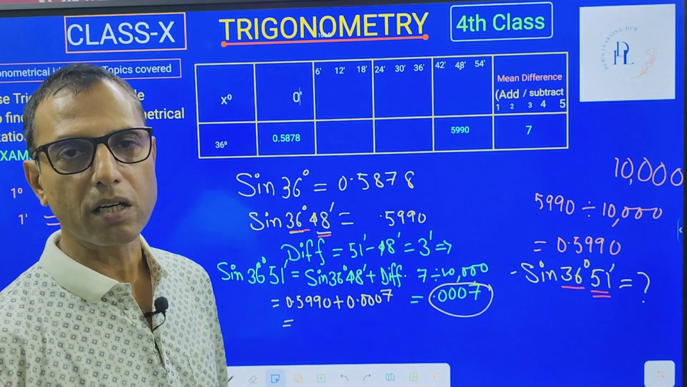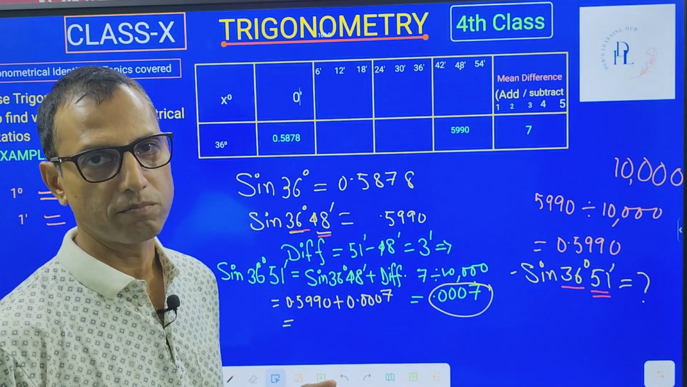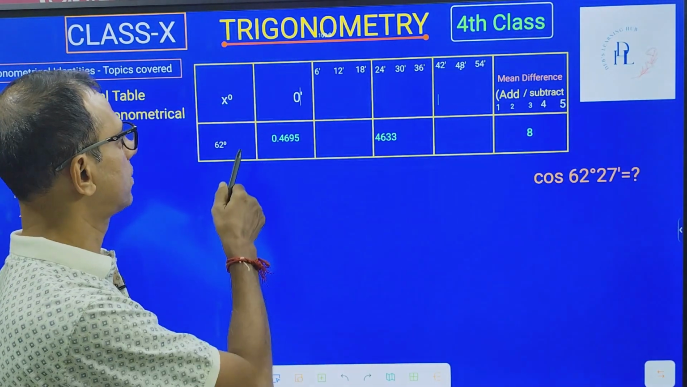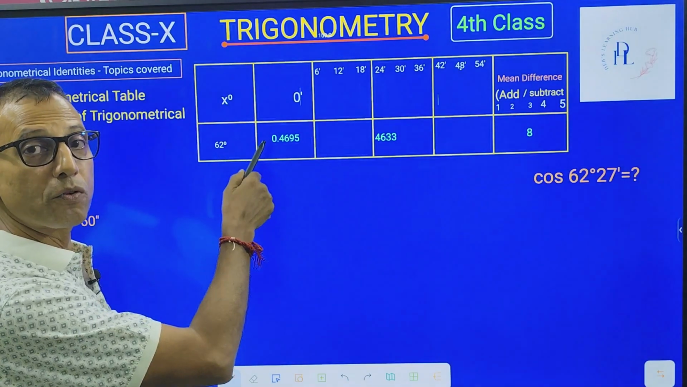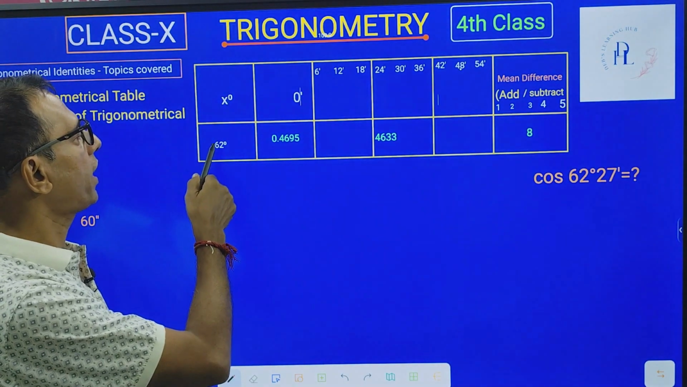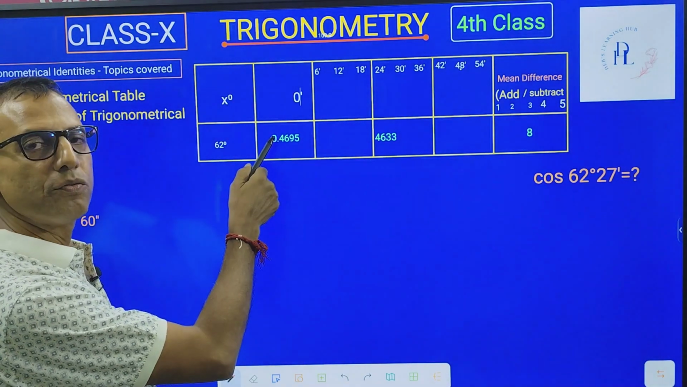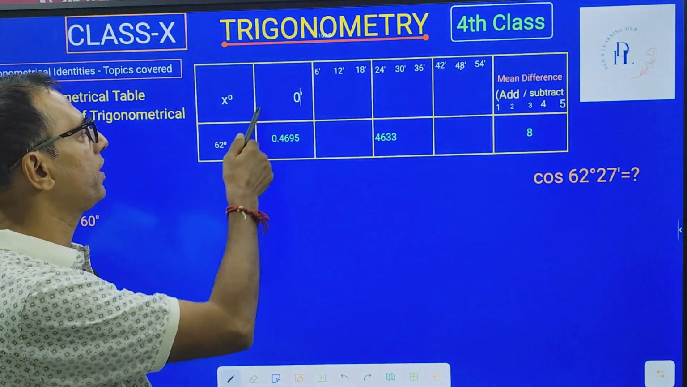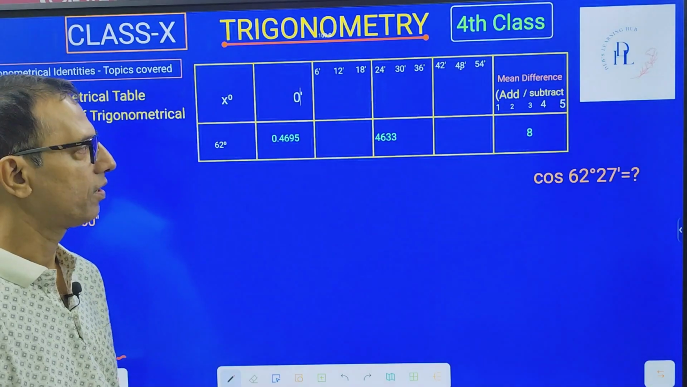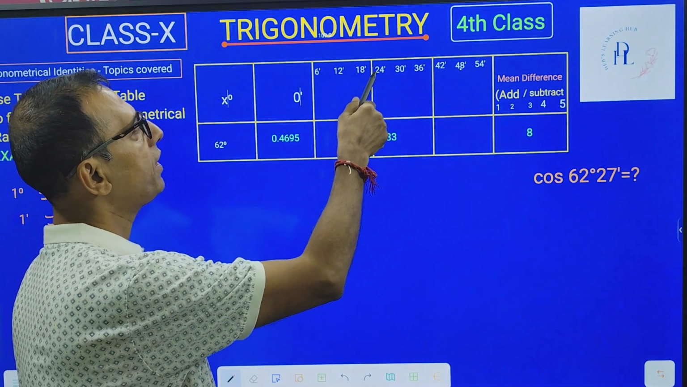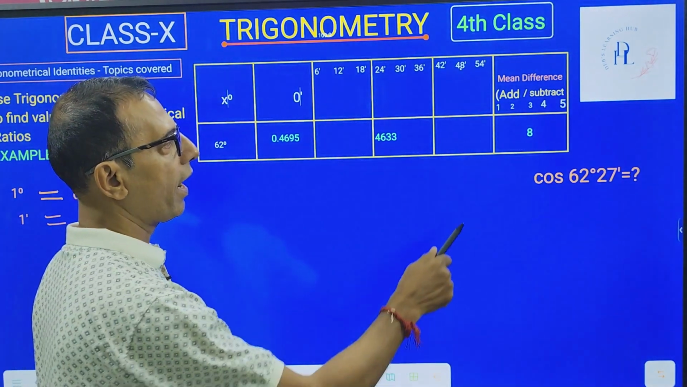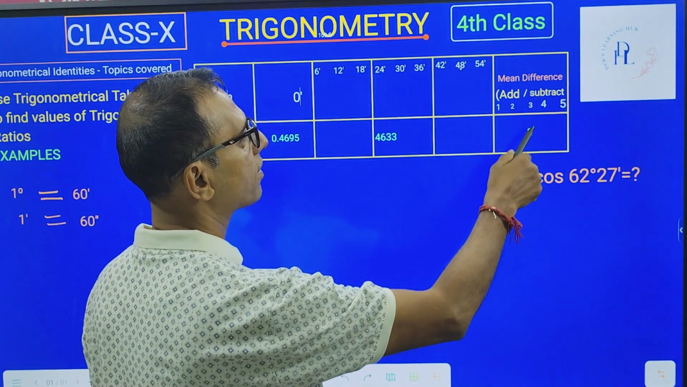Let me give you a quick example for cos theta. Now let's see this table. It is a table of cosine. For cosine, the 62 degree value is 0.4695. That is in the main table. 62 degrees 0 minute and 62 degrees are the same, right? Now under 24 minute you have the value 4633, and under mean difference, under 3, you have 8.